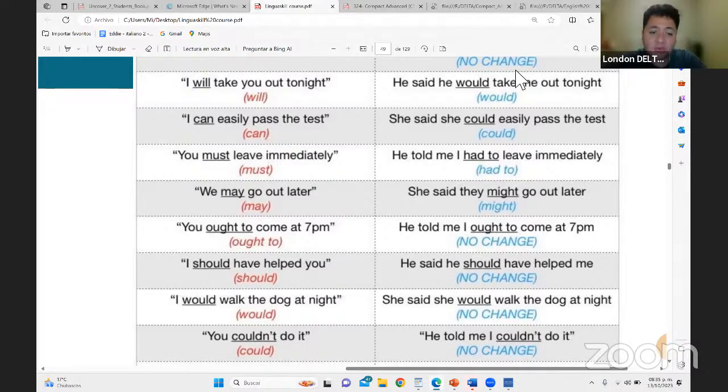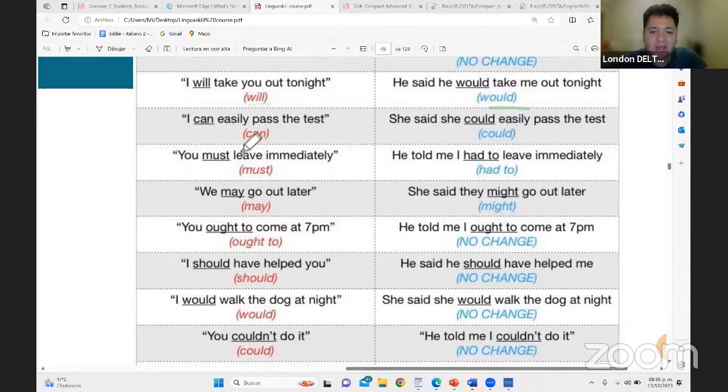Okay. The same with would and could. So let's see which modal verbs you need to change in backshift. So will changes to would. I told you, it's like in Spanish, fortunately, we have the same way, right? Saldremos esta noche. Él dijo que saldríamos esta noche. Okay. So when you have will, you change it to would.